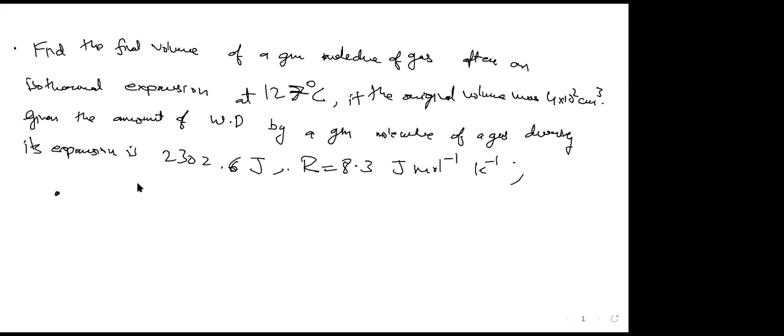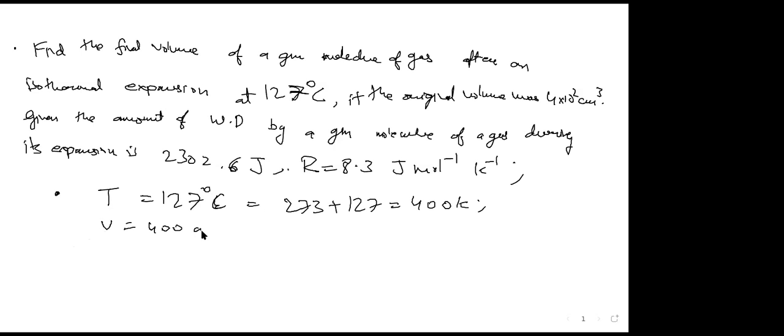Okay, just 2 minutes left. I need to do this. So टेम्परेचर क्या दिया हुआ है आपको? 127 डिग्री सेल्सियस. इसको केल्विन में कन्वर्ट करो. So that's 273 plus 127, which is equal to 400 Kelvin. Volume is given to be 400 centimeter cubed, and work done is given to be 2302.6 joules. Correct?